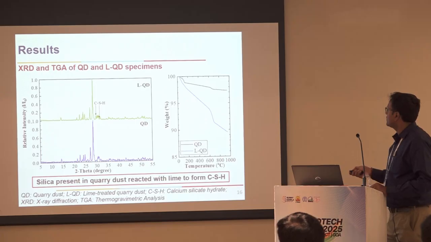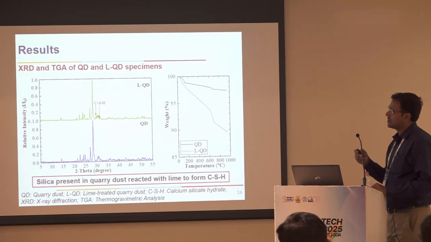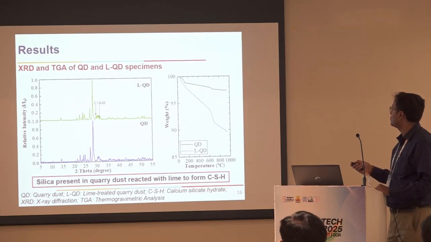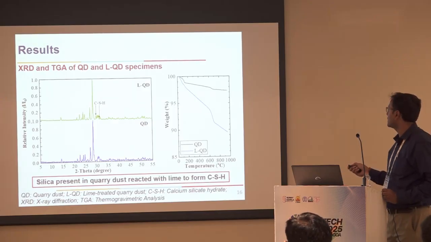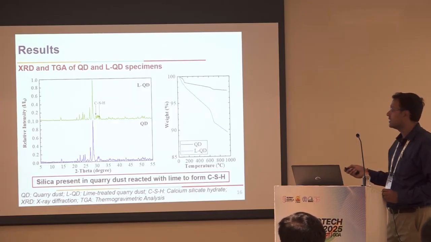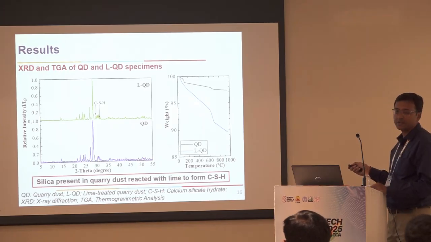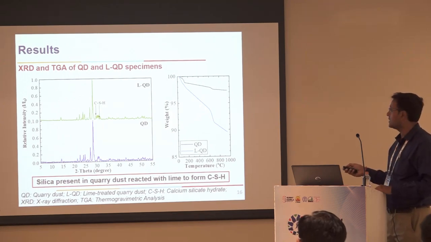And on the right, TGA data is shown for quarry dust and lime-treated quarry dust. Let's say if the quarry dust was not participating in chemical reaction, then what we would have expected to see is the pattern would have looked similar to the quarry dust with two different changes. One is there would have been a drop here around 400 degrees centigrade because of dehydration of lime, and then another drop here because of the decarbonation of calcite. Whereas if you see the lime-treated quarry dust, the blue colored one, no drop is taking place here around 400 or 450 degrees centigrade, which shows that lime is not present here. So lime was actually used up in the chemical reaction.